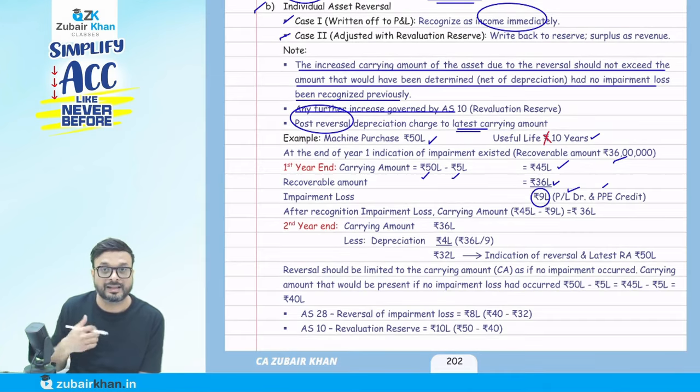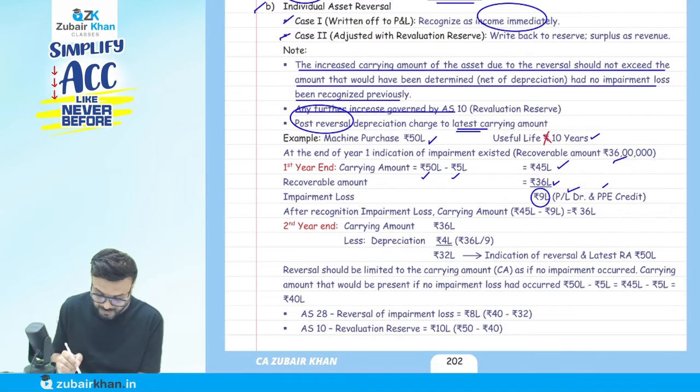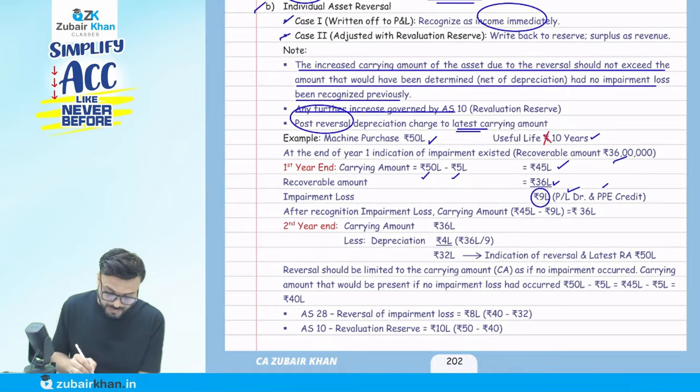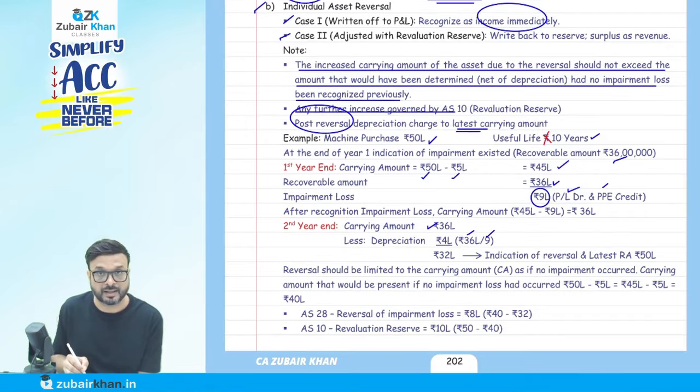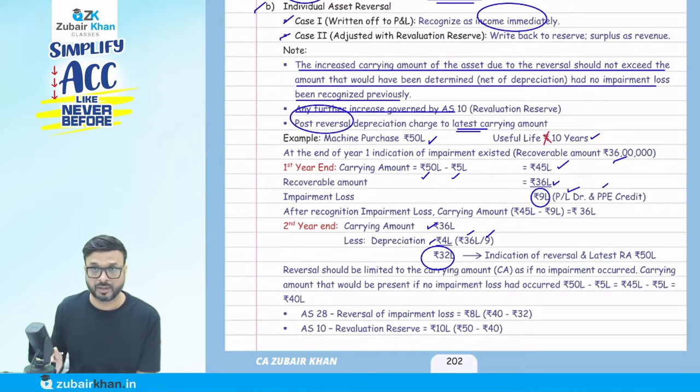Now in the second year, we are going to charge the depreciation on these 36 because we reduced the value. 45 it was at the end of the first year. We record the impairment loss. Now it is coming at 36. So 36 is the book value. The depreciation for the second year, the 36 divided by 9, that is coming 4 lakh. So the book value at the end of the second year is coming 32.